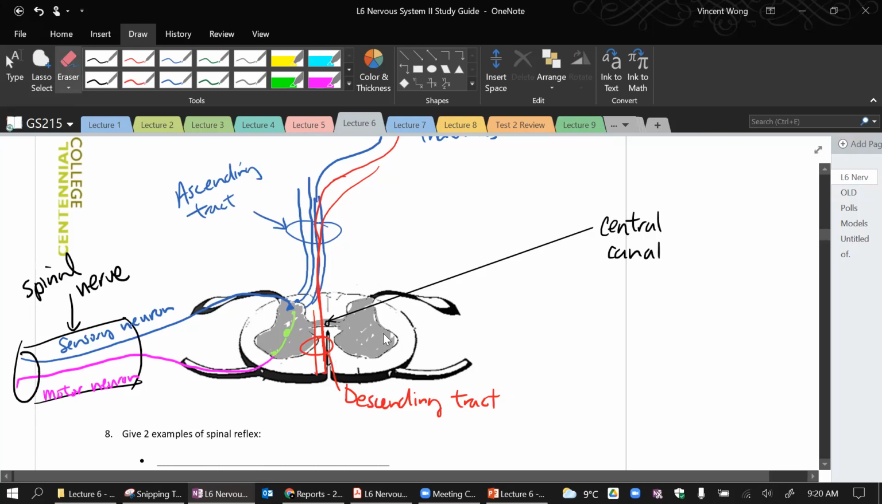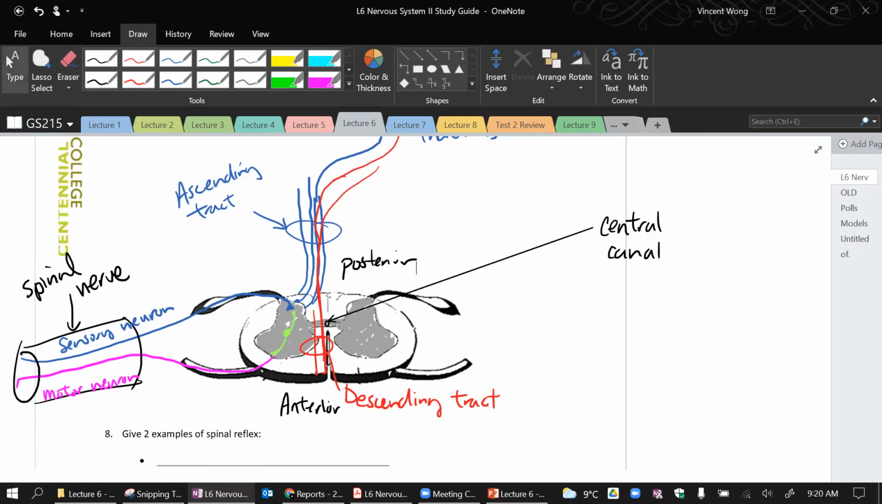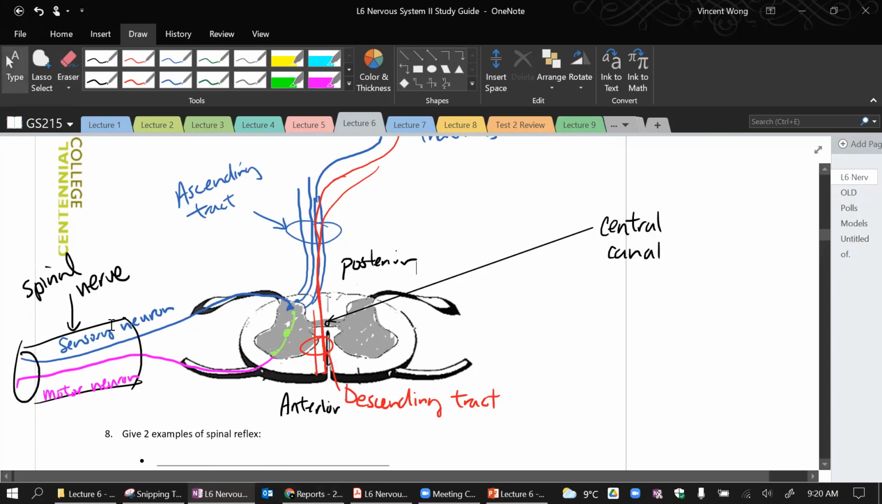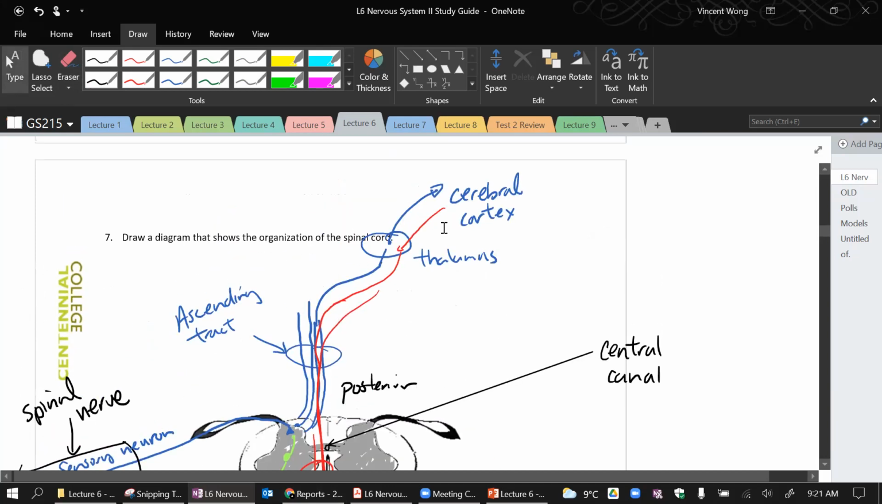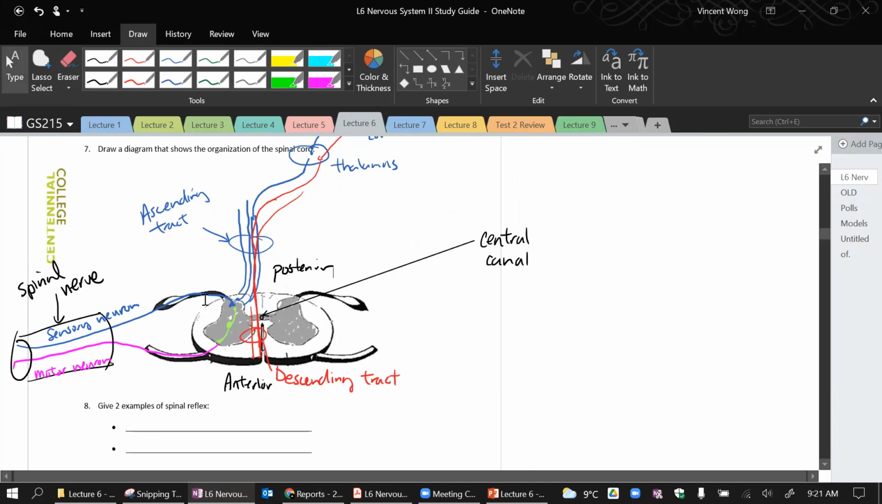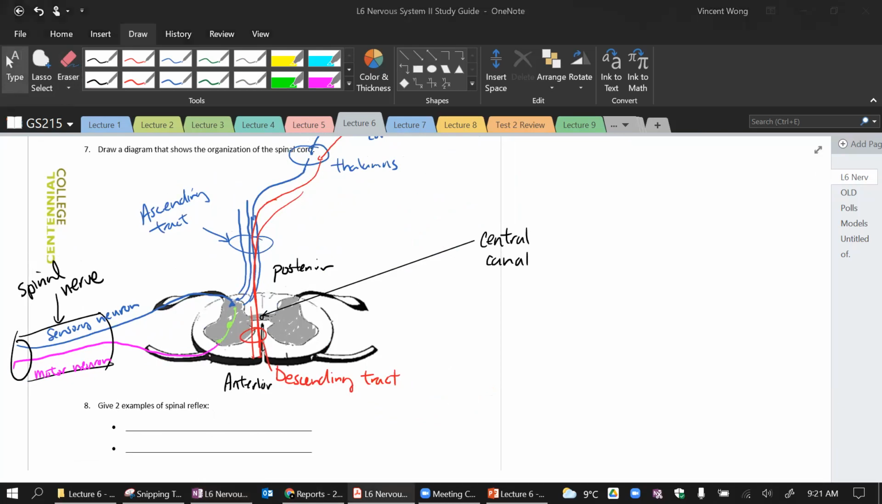The side is kind of mixed. There's some going up, some going down, so don't worry about that. Just worry about the front and the back. So this is the anterior. This is the posterior. That's the flow of information. Part of it is what we talked about last class, and a part of it is kind of new, the part that actually goes up to the brain. Is that okay? Any questions?